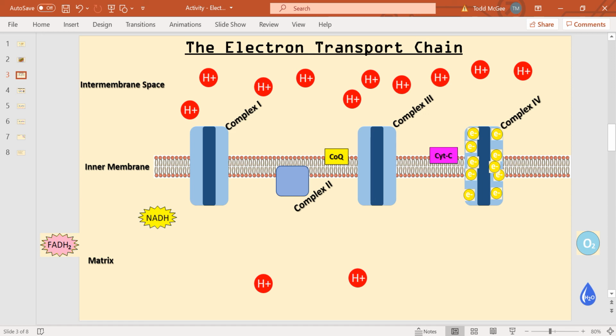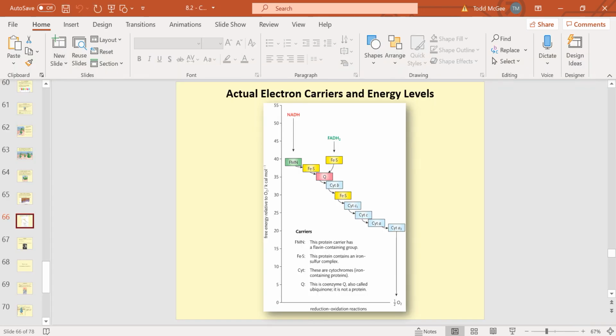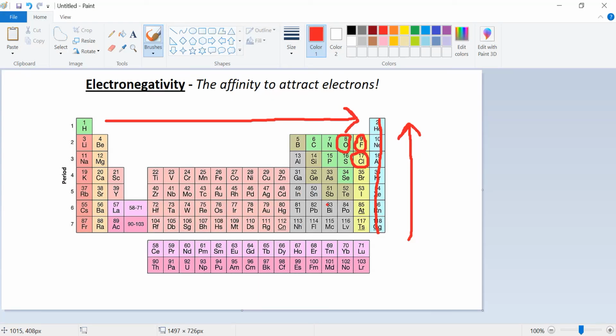And that brings us to one thing more electronegative than complex 4. If we look at our chart here, we can see complex 4, which is actually listed right there. And there's one thing that is far more electronegative than complex 4. It is actually oxygen. Far more electronegative. In fact, it is one of the most electronegative things out there, aside from, of course, fluorine.